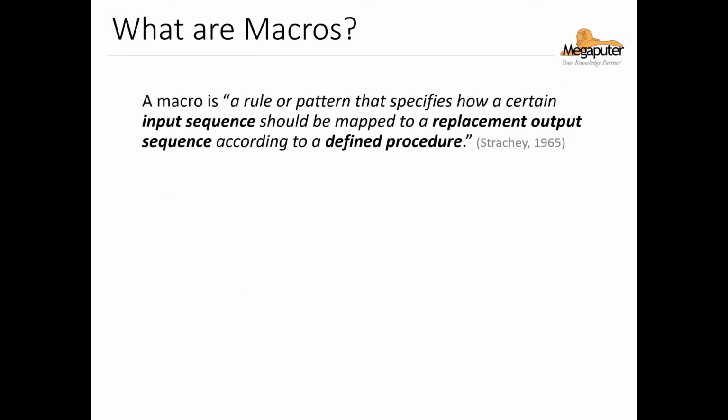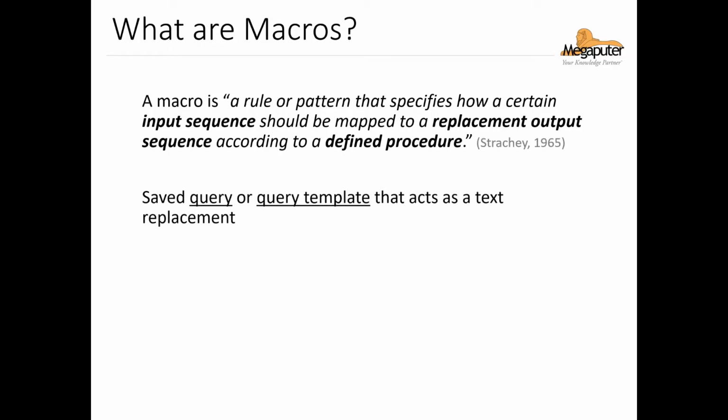So just to refresh your memory, what are macros? Basically, a macro is a rule or pattern that allows us to specify how certain input sequences, or this PDL, should be mapped to output. It's basically a way of just writing down some PDL and saving that work and allowing us to reuse that PDL over and over again. It acts as a template.